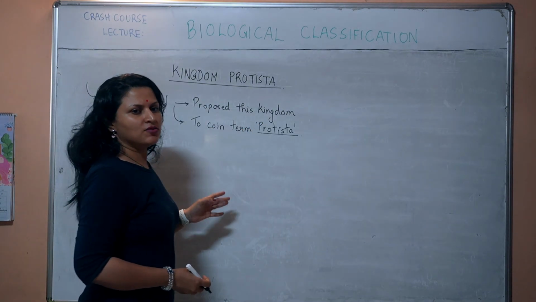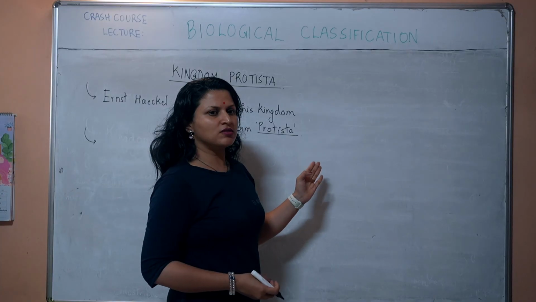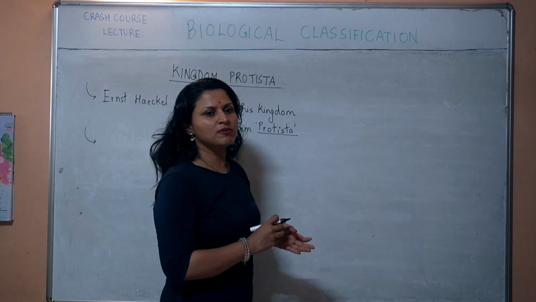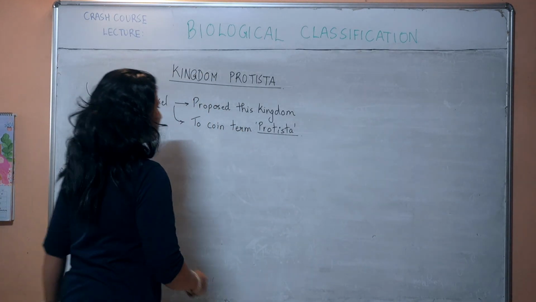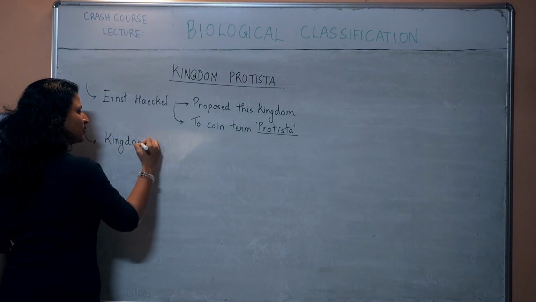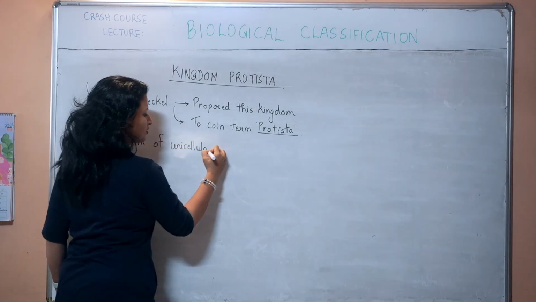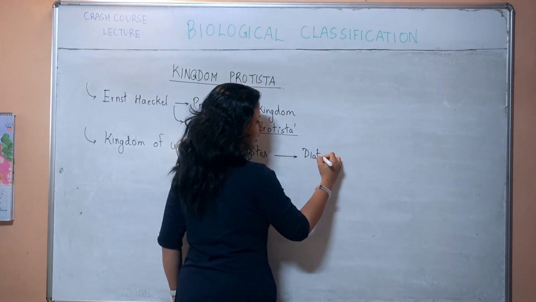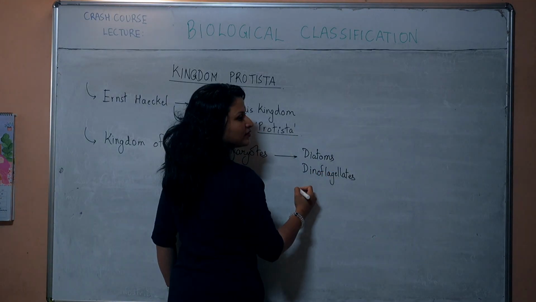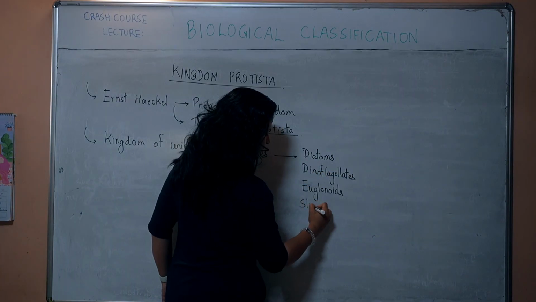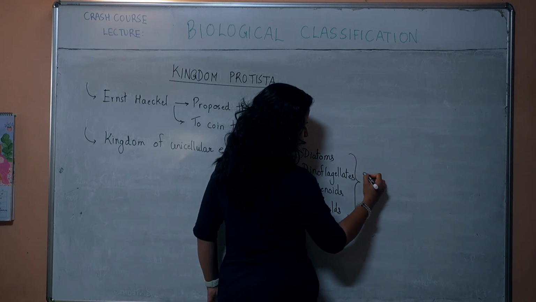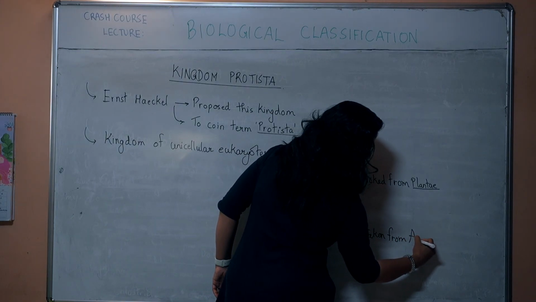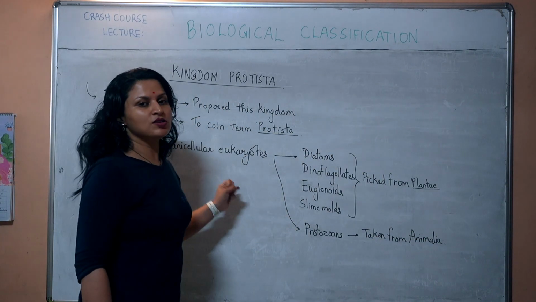If you remember how this kingdom was made from the two kingdom classification, Plantae and Animalia, he had picked up all the unicellular eukaryotes from kingdom Plantae and kingdom Animalia, right? So this is a kingdom of unicellular eukaryotes. Who had he picked up from kingdom Plantae? He had picked up diatoms, dinoflagellates, euglenoids and slime molds from Plantae, and protozoans were taken from Animalia, and thus this kingdom was formed.